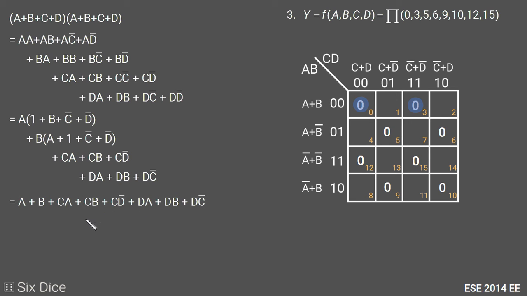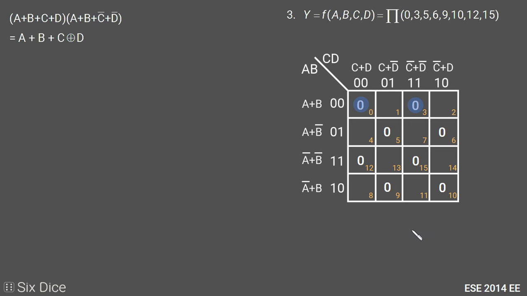Now if we take one more time a common from 3 terms here, and b common from 3 terms, b, cb and db, so we will end up with a plus b plus c bar d bar plus d c bar. Here it is a plus b plus c XOR d. These two terms will XOR these two terms, so XOR of c and d. Now if we take c XOR d as x, we will end up with a plus b plus x.